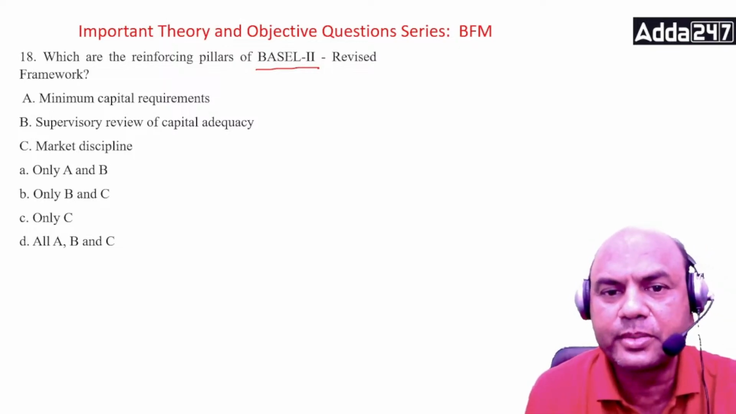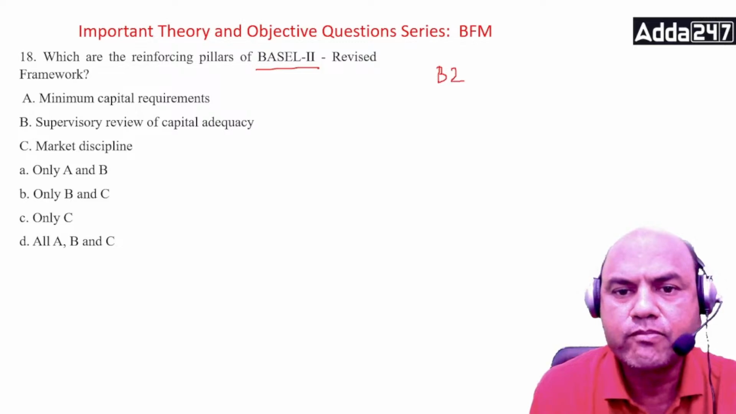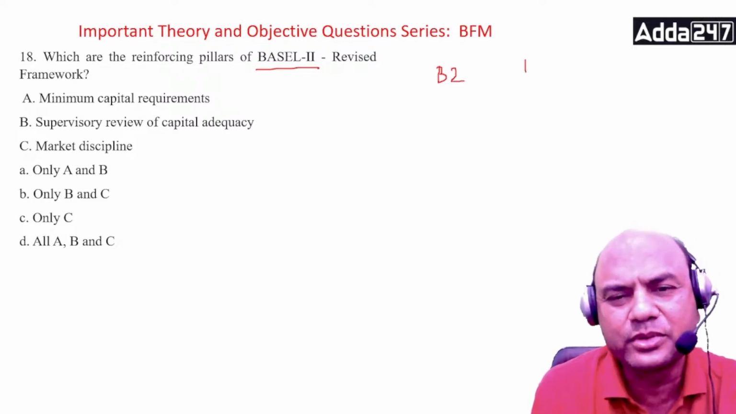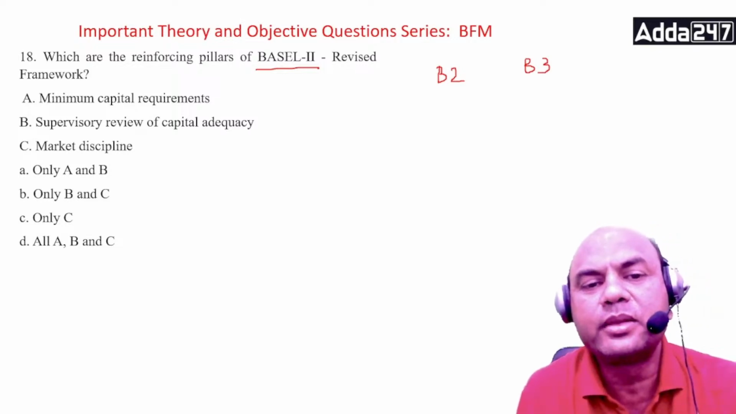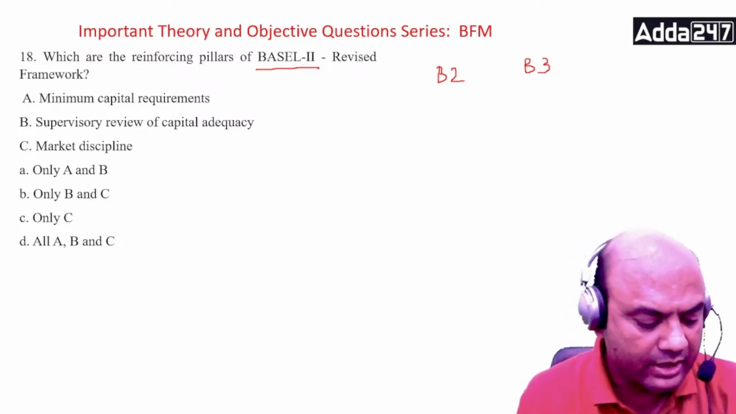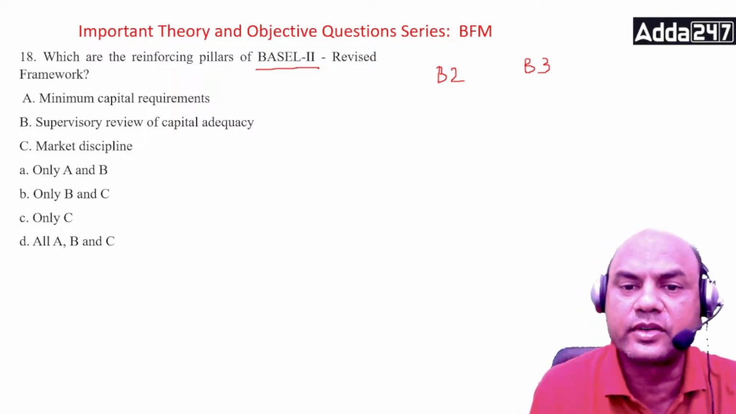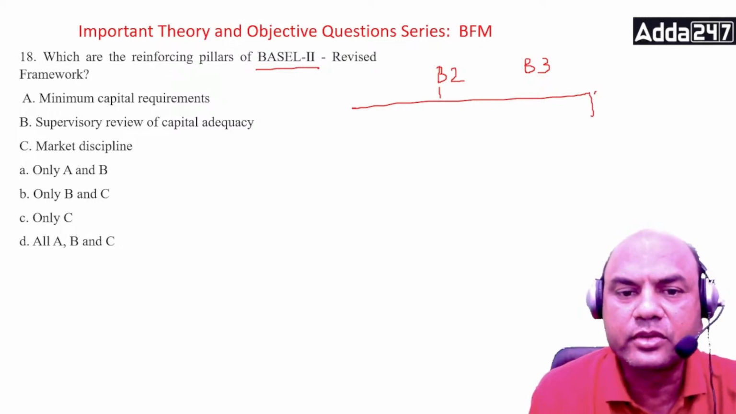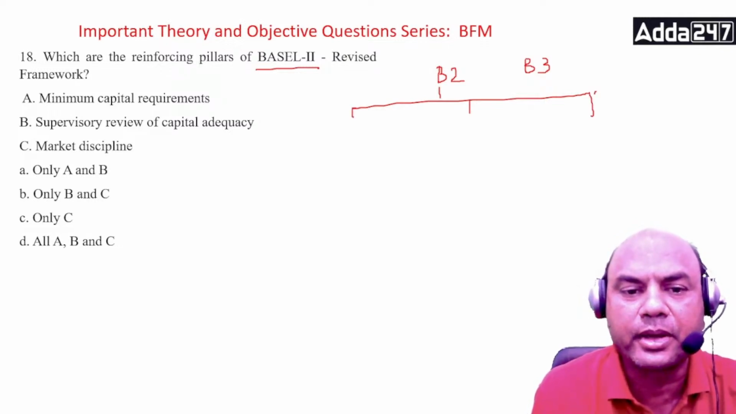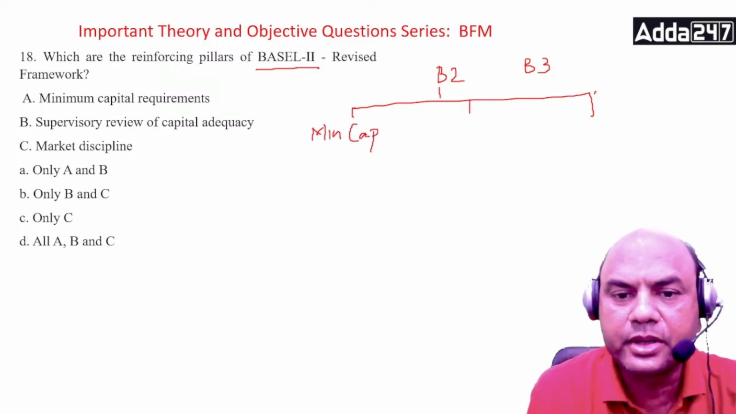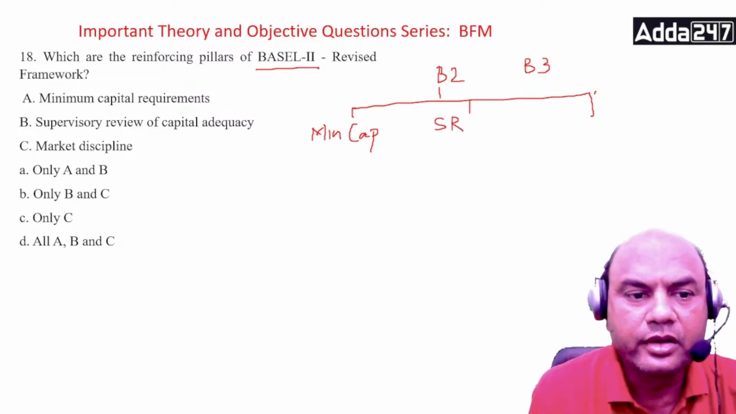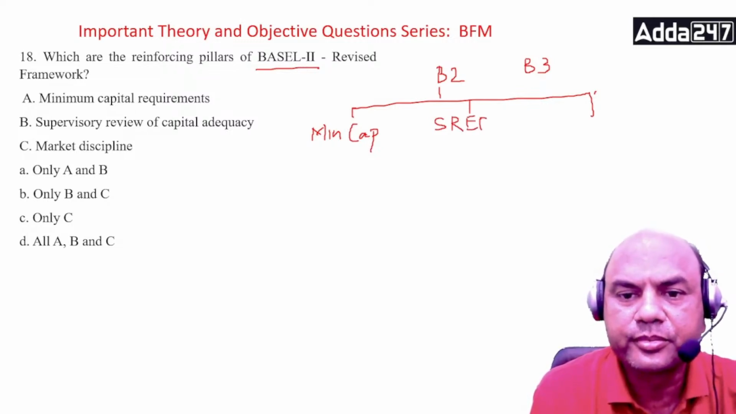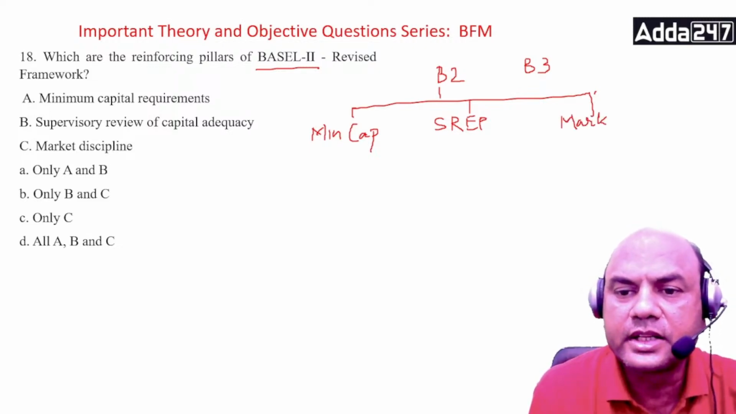Look at this. Basel II and Basel III. Both are same only. There is no difference. Only in Basel III they have used the word enhanced. Otherwise nothing different. Basel II has 3 pillars. What are these? Minimum capital, then SREP, supervisory review, and the last one is market discipline.